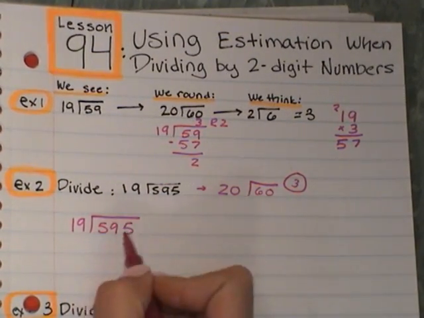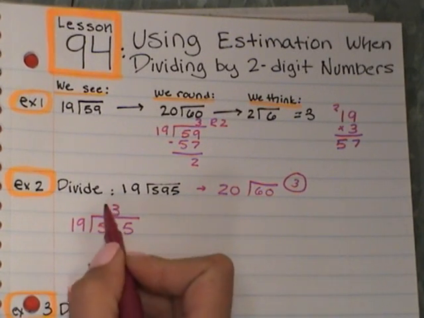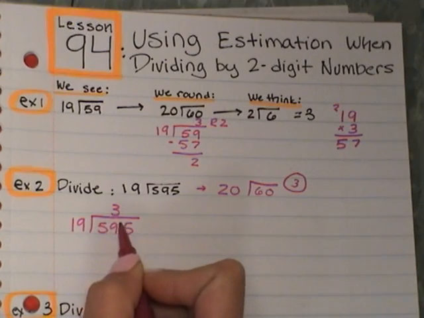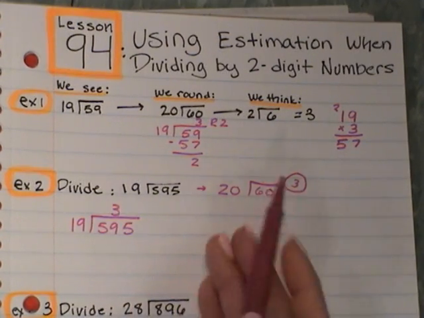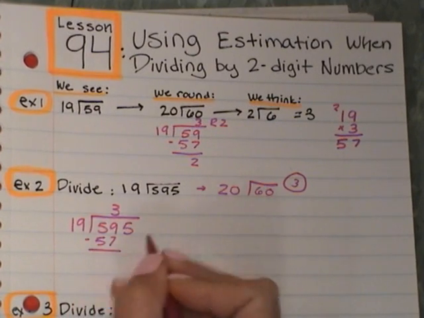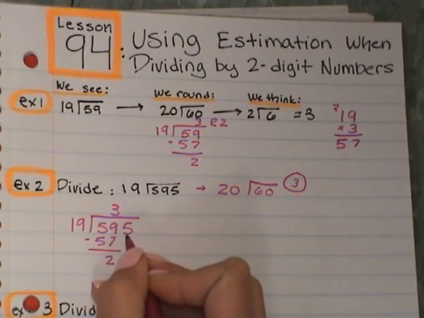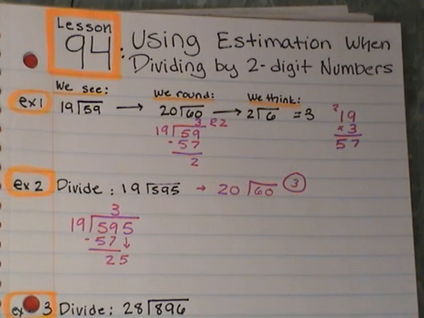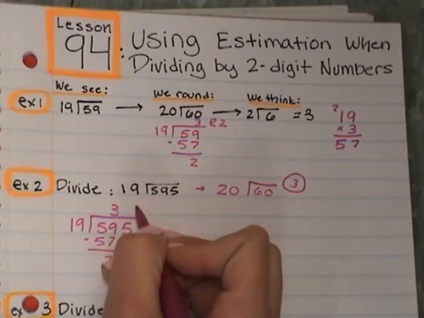And I thought about 3, so I'm going to put my 3 over my 9, because remember, 19 can't fit into 5, but it can fit into 59, and we said about 3 times. 19 times 3, 57. When I subtract, I have 2, but now I have another number to bring down, a 5. And I'm not going to round because we know that 19 can fit into 25, and this number is very obvious. 19 is only going to fit into 25 once.